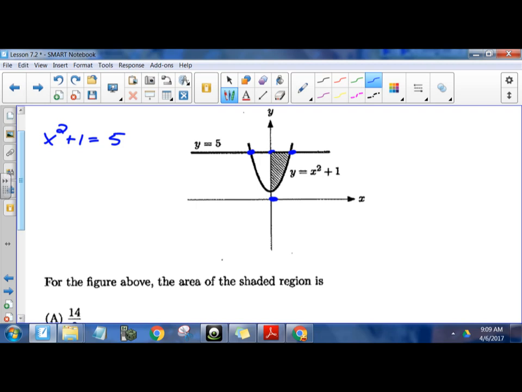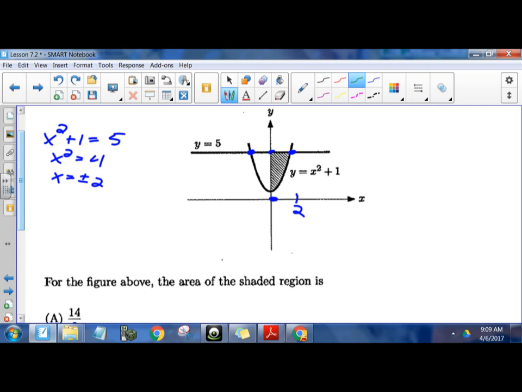And it's very easy to do mentally. The answer is 2 and negative 2, but just to show our work, x squared equals 4, and x equals plus and minus 2. So therefore, this is 2. We're trying to integrate this thing. Let us use a vertical rectangle. That's the clear choice here.